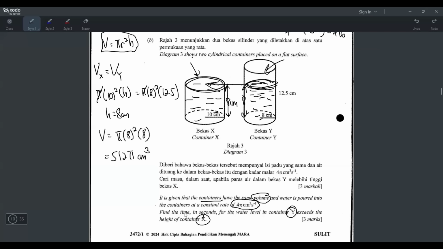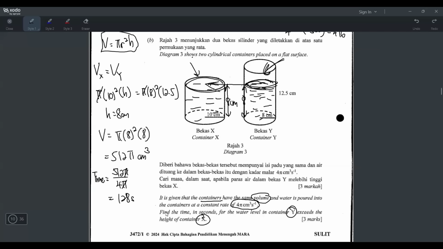But they are asking you the time. So we have to use the 4 pi information, right? So every second, when you pour water inside, it will increase by 4 pi. So how many seconds are required to reach 512 pi? To find the time, you can take 512 pi divide 4 pi. Understand, right? Because every second, the volume increases 4 pi. So we already know that when the volume reaches 512 pi here, they will be at the same level. So when you divide, you get the time. So potong potong, 512 divide 4, which is 128. And this 128 is seconds. It means it will take you 128 seconds to reach here.